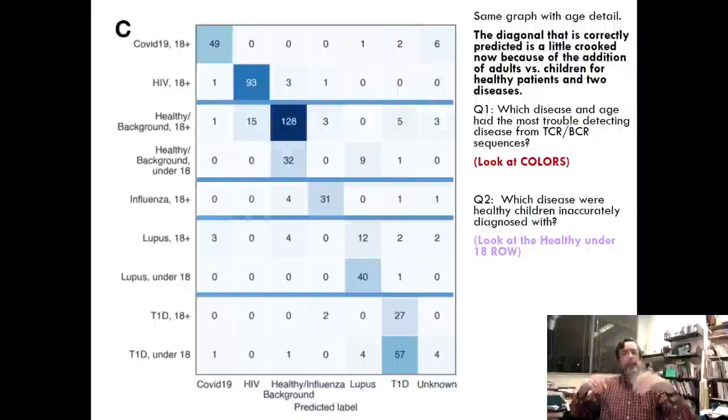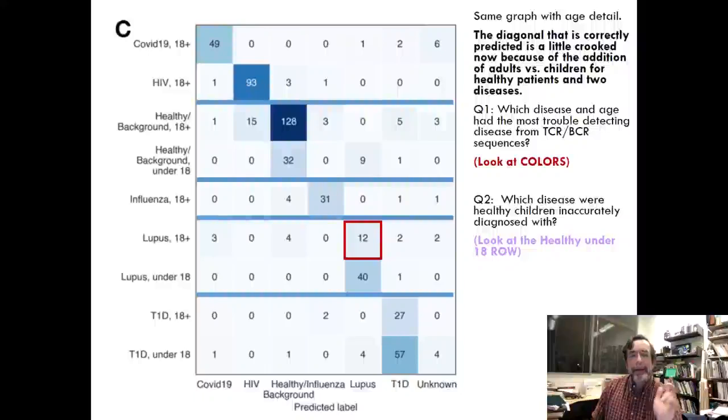So you can see the healthy, they had about 40 children, and 32 of them were correctly predicted. The diagonal is still there. It's just stacked up on top of each other for the child versus adult data. You can see the 32 is still for under 18. It predicted that they were healthy, but look at this. It predicted that 9 of the healthy children actually had lupus. It predicted that they had lupus when they didn't.